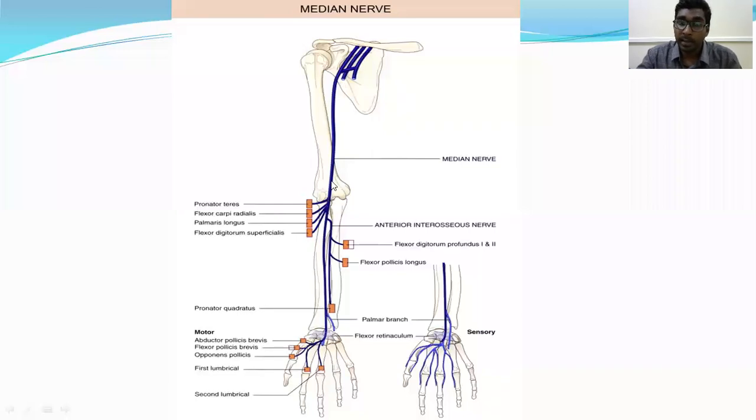Just below the elbow, the median nerve supplies pronator teres, flexor carpi radialis, palmaris longus, and flexor digitorum superficialis. These are all the superficial compartment muscles of the forearm.